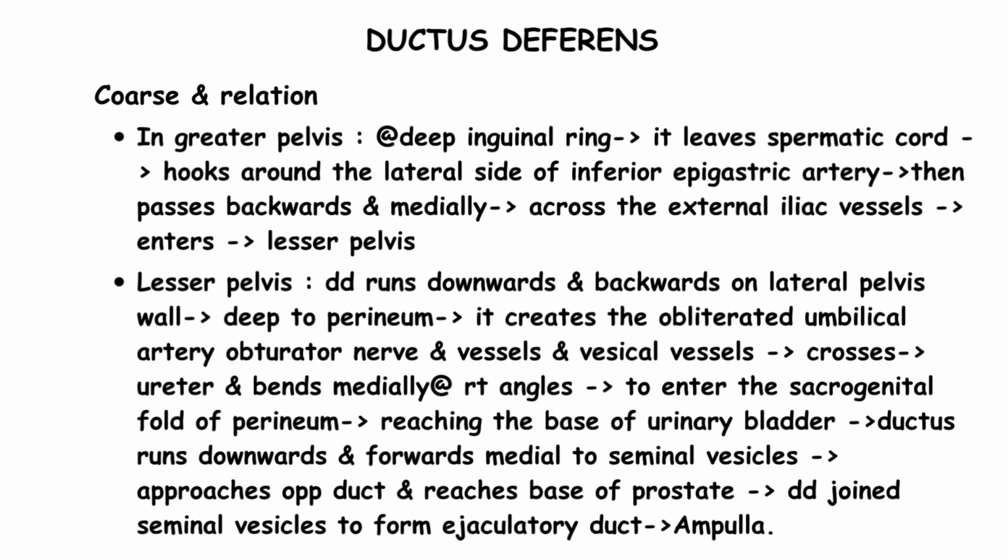At the base of the prostate, ductus deferens is joined at an acute angle by the duct of the seminal vesicle to form an ejaculatory duct. The part of the ductus that lies behind the base of the bladder is dilated and tortuous and is known as the ampulla.